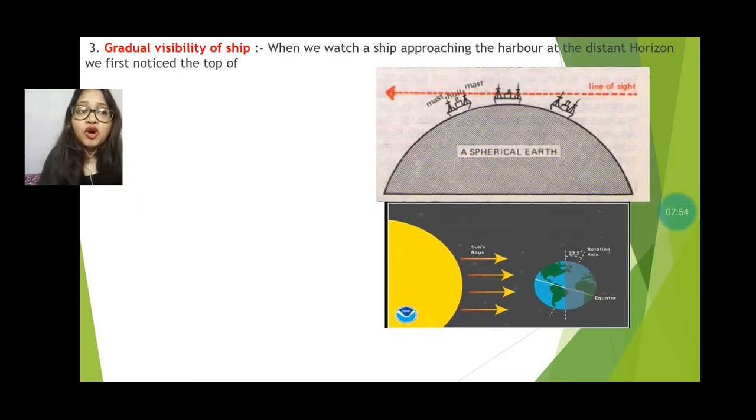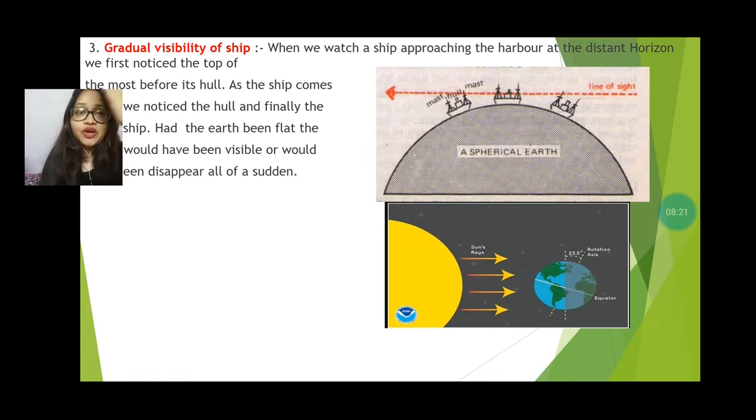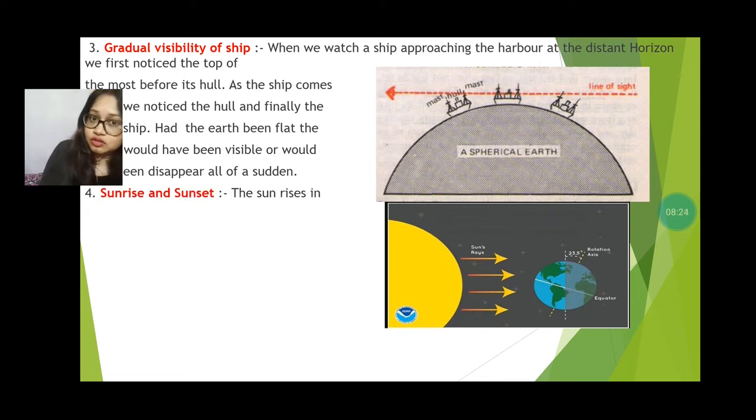Okay. Another important experiment is the gradual visibility of a ship. We already discussed this also. When we watch any ship approaching the harbor or coming near to you, you can see first the topmost part before the hull. And after, when the ship comes near to you, then you can see the whole ship. So this is also a proof that the earth is spherical in shape. If the earth were flat, then the ship would appear or disappear all of a sudden.